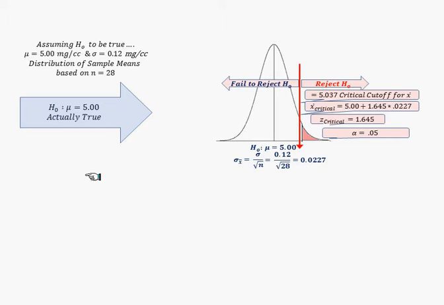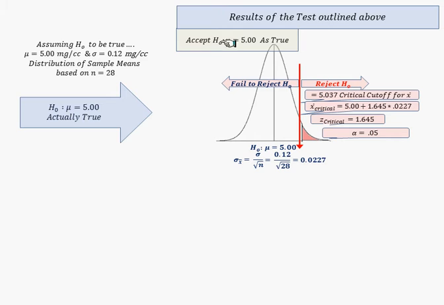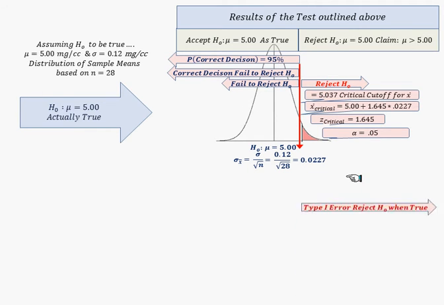Now, if H0 is actually true, and we conclude, so this is our conclusion up here, if we accept H0 as true, then we have a correct decision. We accept something as true when in actual fact it is true. This is a correct decision, and the probability of that happening is 95%, or the area under this curve here. On the other hand, if we reject the claim, this is an error.